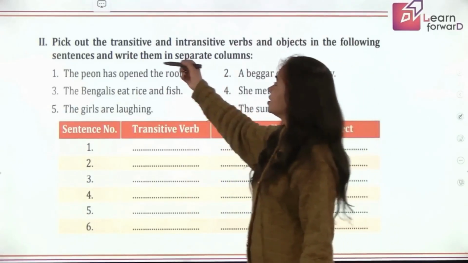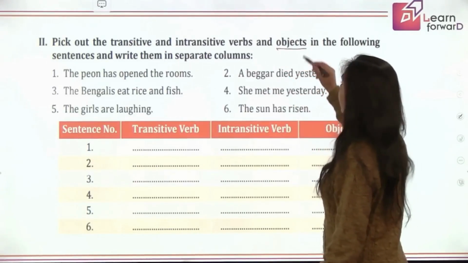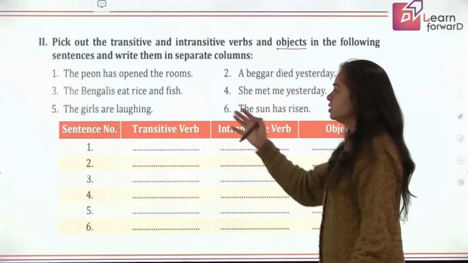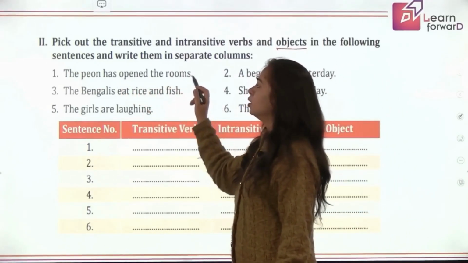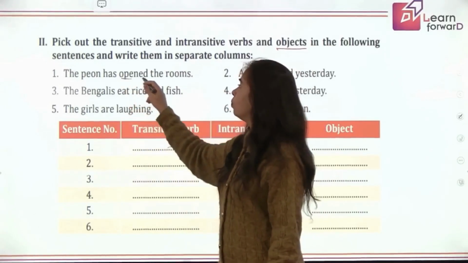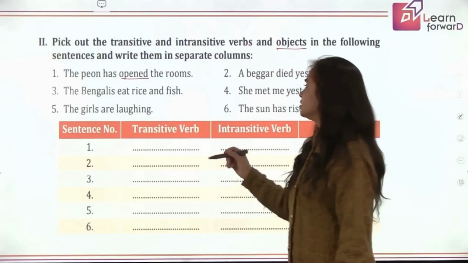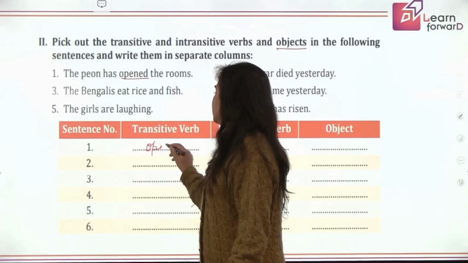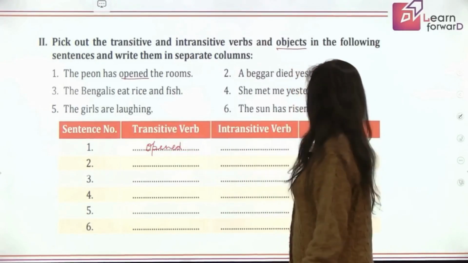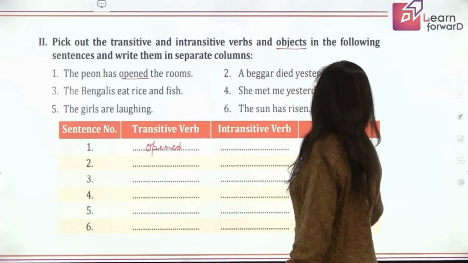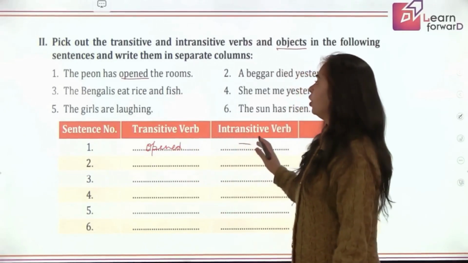We have another exercise. Pick out the transitive and intransitive verbs and also objects in the following sentences, and you have to write them in different columns. The peon has opened the rooms. If you stop at opened, does it need an object? Yes. So it is transitive. We will write it here. The peon has opened. What has he opened? The rooms. So that is the object. Because the verb is dependent, so there is no point of intransitive verb here.